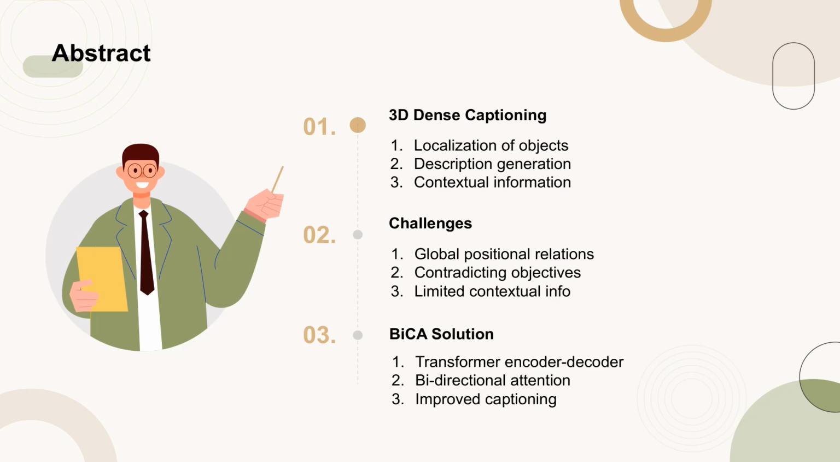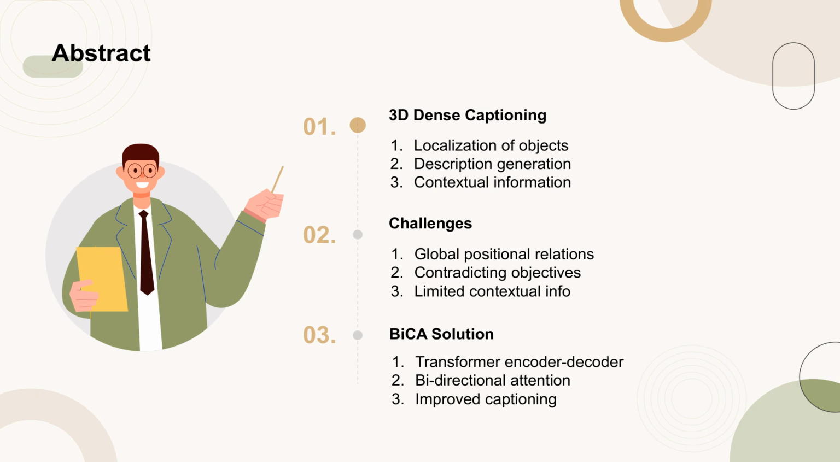The abstract introduces the concept of 3D dense captioning, which involves the localization of objects and the generation of descriptions for each object in a 3D scene. It highlights the challenges faced by recent approaches, such as limited contextual information and contradicting objectives between localization and description generation. To address these issues, the authors propose BICA, a transformer encoder-decoder pipeline with bidirectional contextual attention.